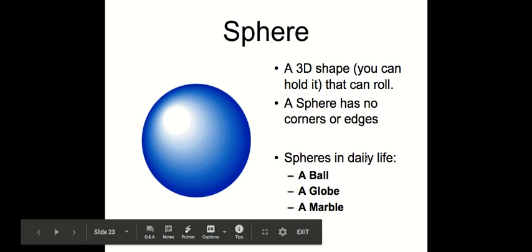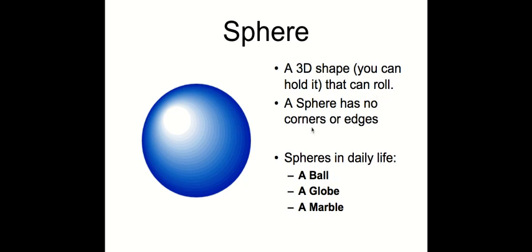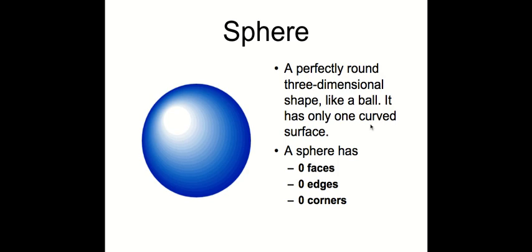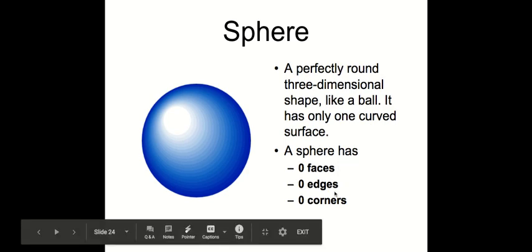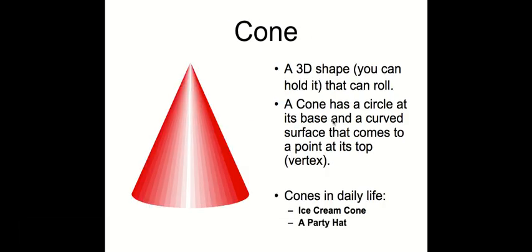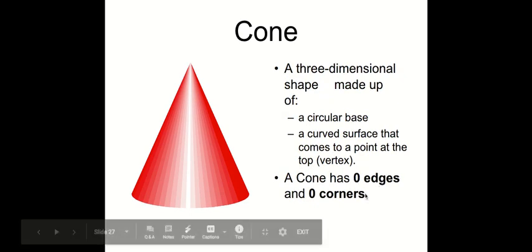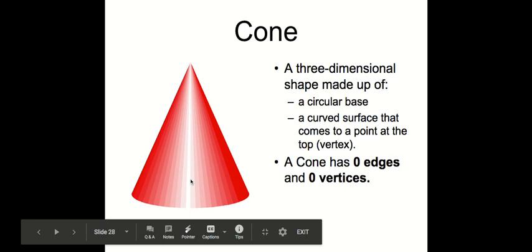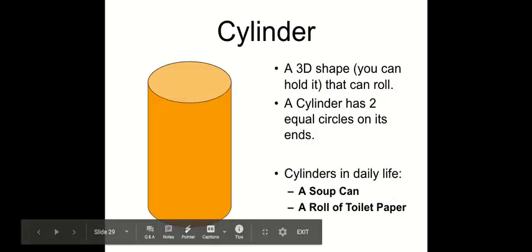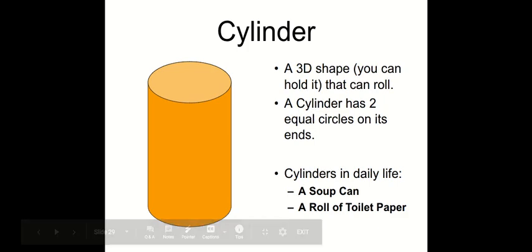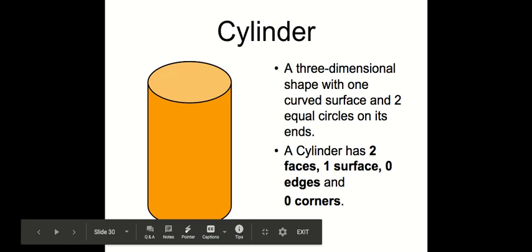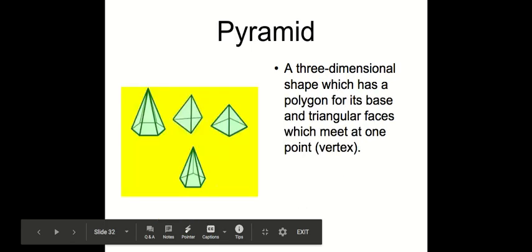A sphere. A sphere is very interesting. It has no corners. It has no edges. It has no faces, no edges, no corners, no vertices. Okay. A cone. Cones are very interesting. They also have no edges. Cylinder. Pyramid.